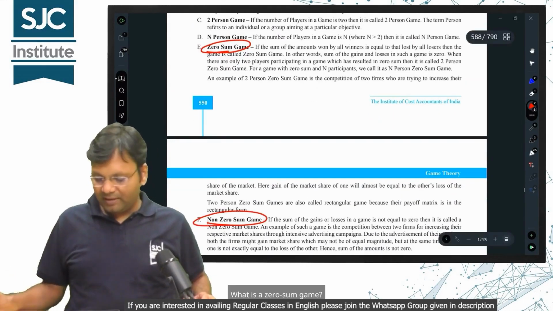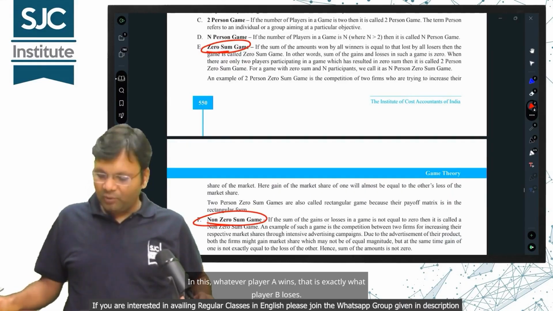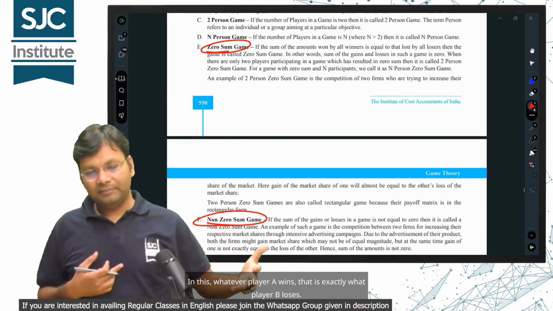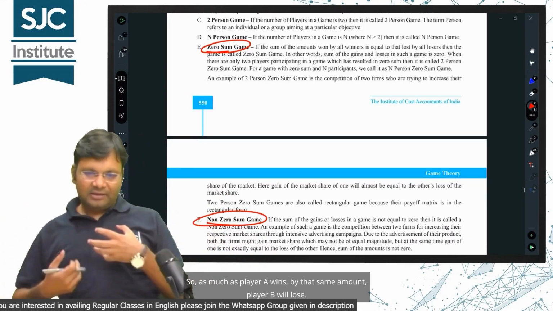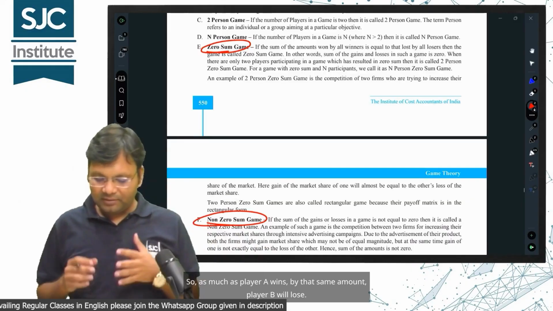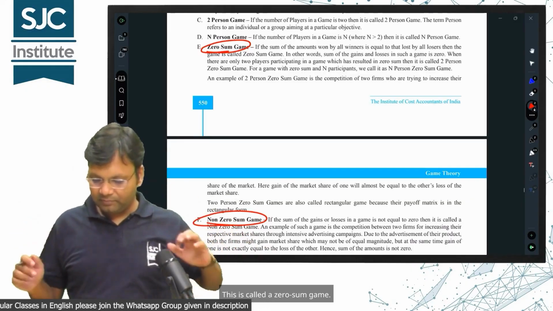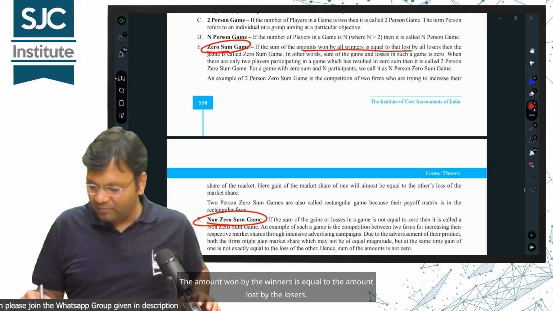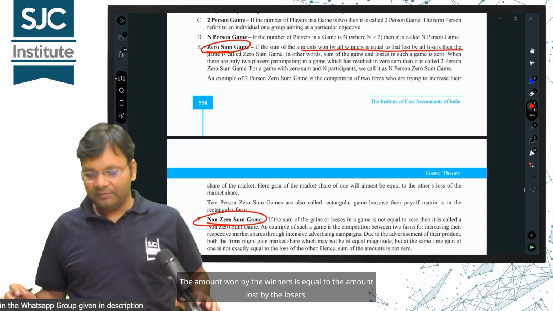What is a zero-sum game? In this, whatever player A wins, that is exactly what player B loses. So, as much as player A wins, by that same amount, player B will lose. This is called a zero-sum game. The amount won by the winners is equal to the amount lost by the losers.